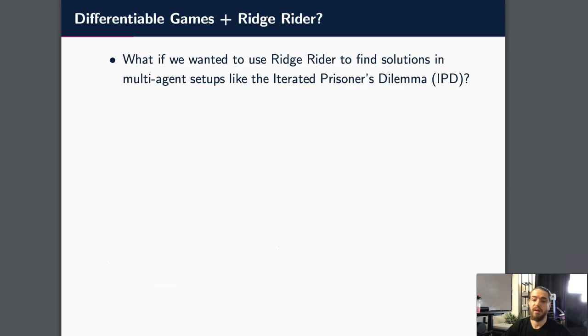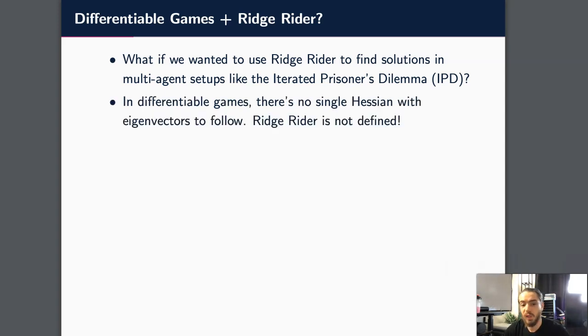But what if we want to use Ridge Rider to find multiple solutions in differentiable games with multiple agents like the iterated prisoner's dilemma, which we shorten to the IPD? There's no single loss for differentiable games, so there's no single Hessian with eigenvectors to follow. Here, Ridge Rider isn't even defined.